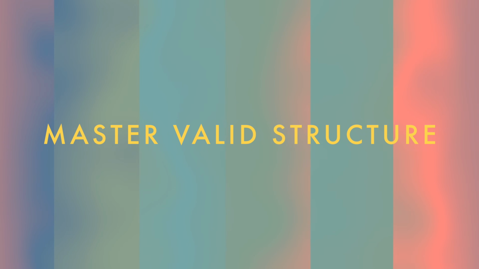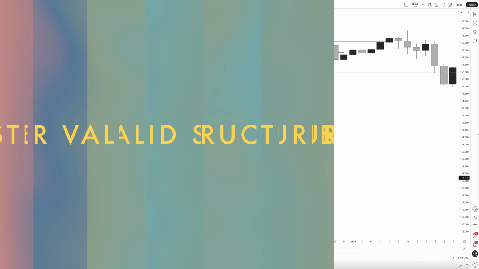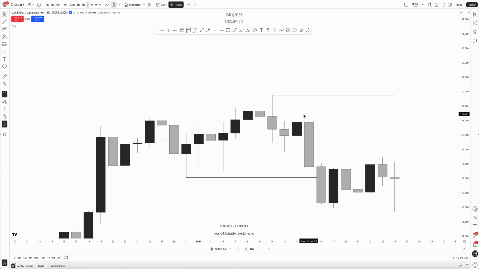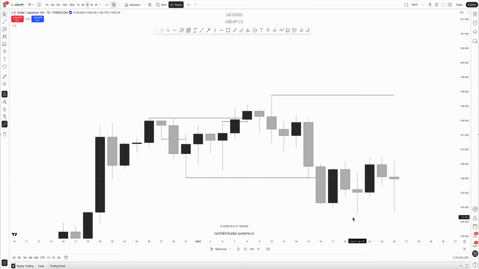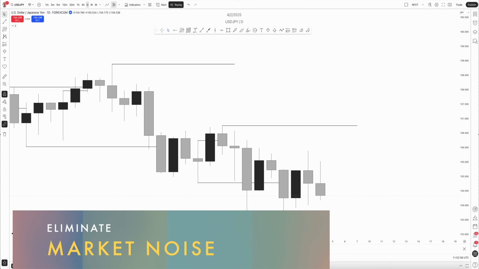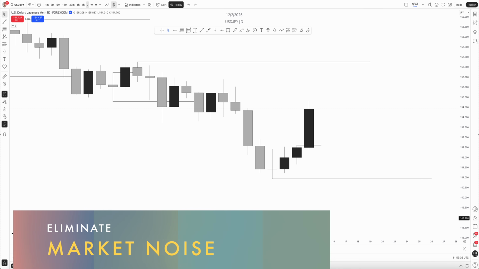You are about to learn the exact price action logic required to identify every valid high and low on your chart with total certainty. By mastering this manual approach to market structure, you gain the ability to filter out market noise and see clear value in every move. We are starting that lesson right now.